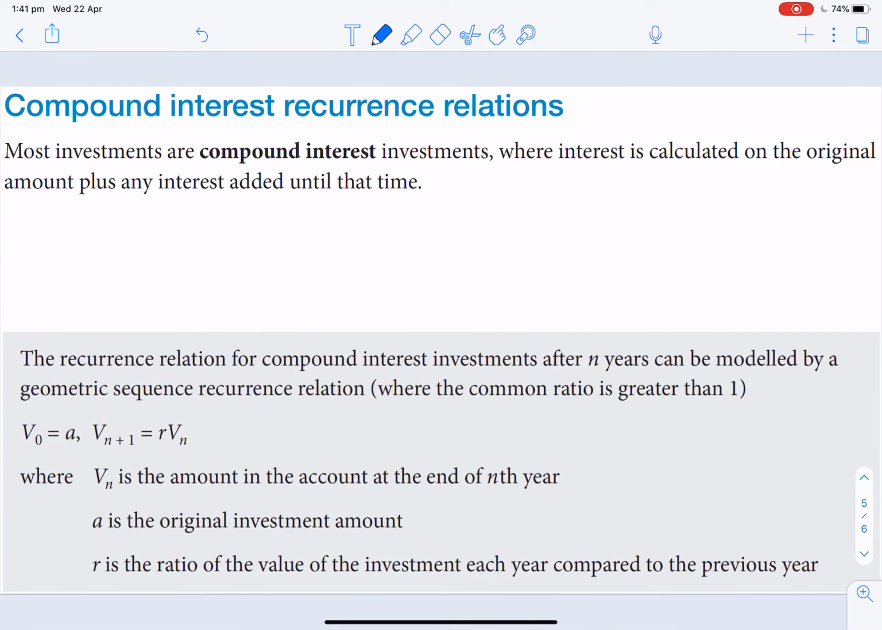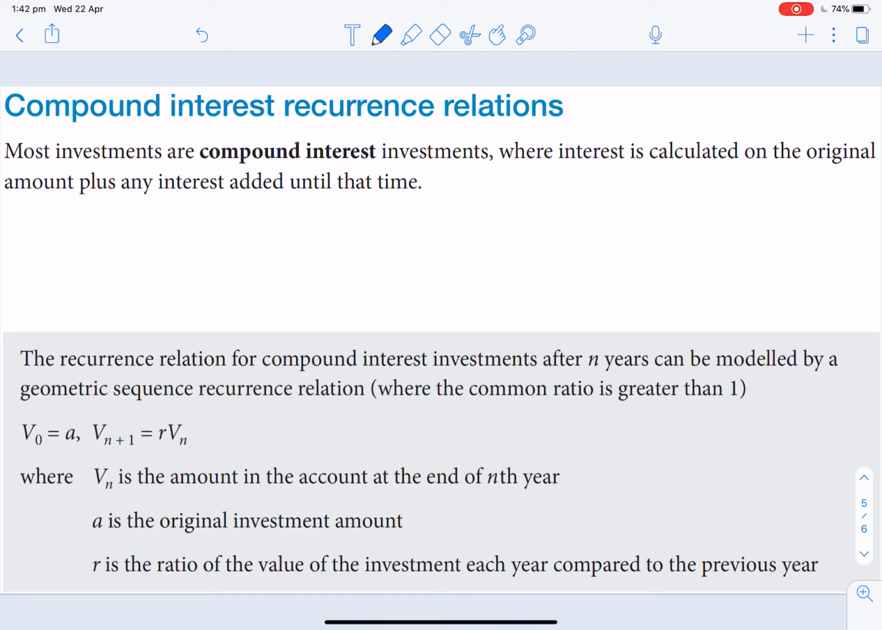All right, moving on to compound interest recurrence relations. Most investments are compound interest investments, where interest is calculated on the original amount plus any interest added until that time. For example, you invest $1,000. At the end of the first year, you've got 10%. It's worth $1,100. For the second year, they calculate your interest based on your $1,100, not your initial $1,000.